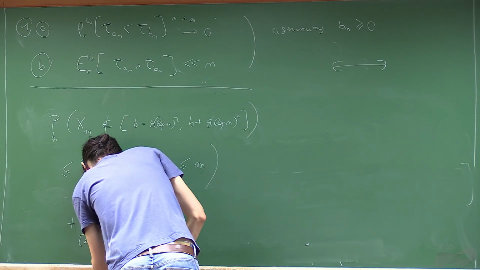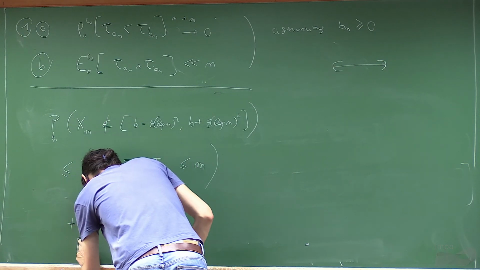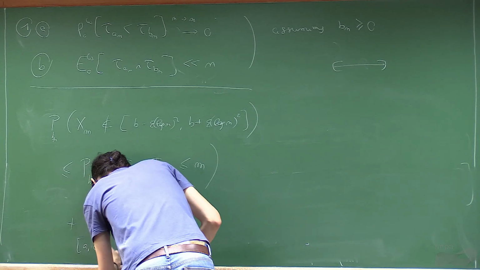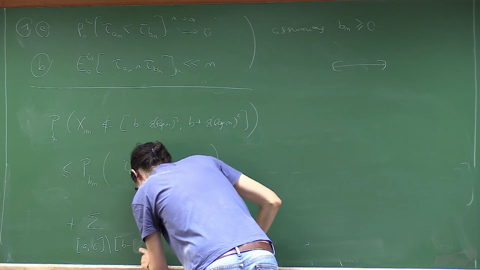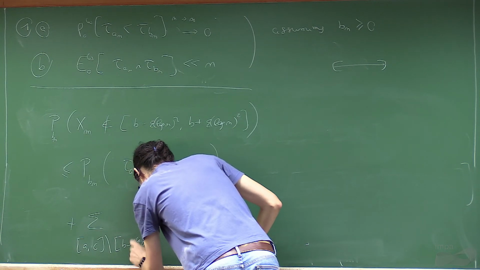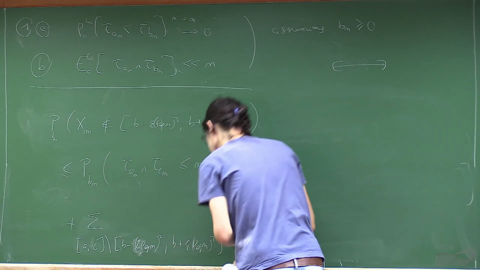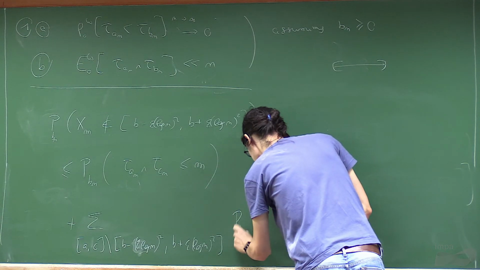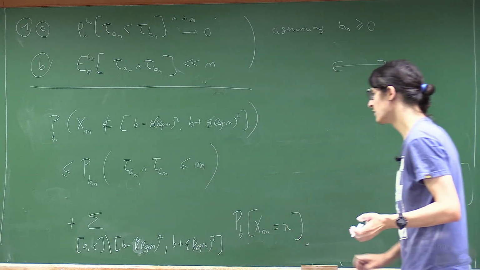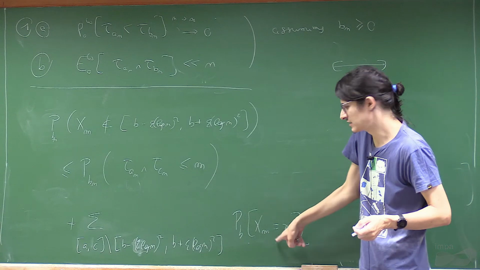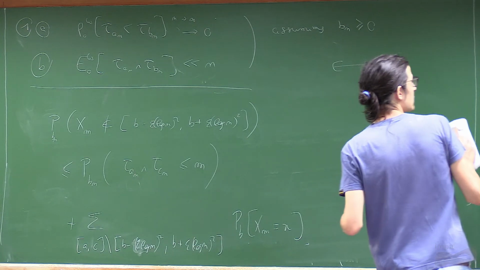x in A_n, C_n minus, let's say, the interval [B minus epsilon (log n)^2, B plus epsilon (log n)^2], of P_B(X_m = x). Well, plus the probability that I land inside, okay, which is just this.